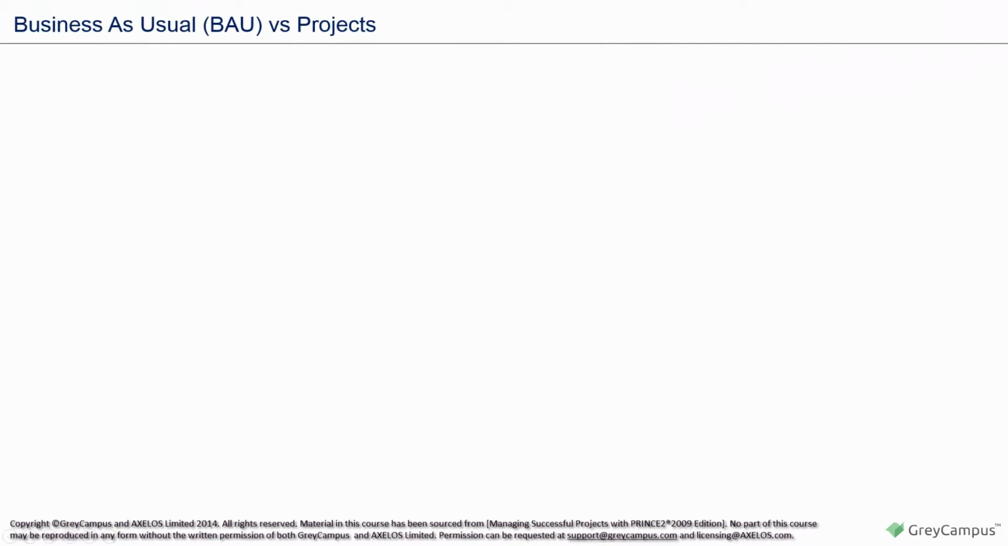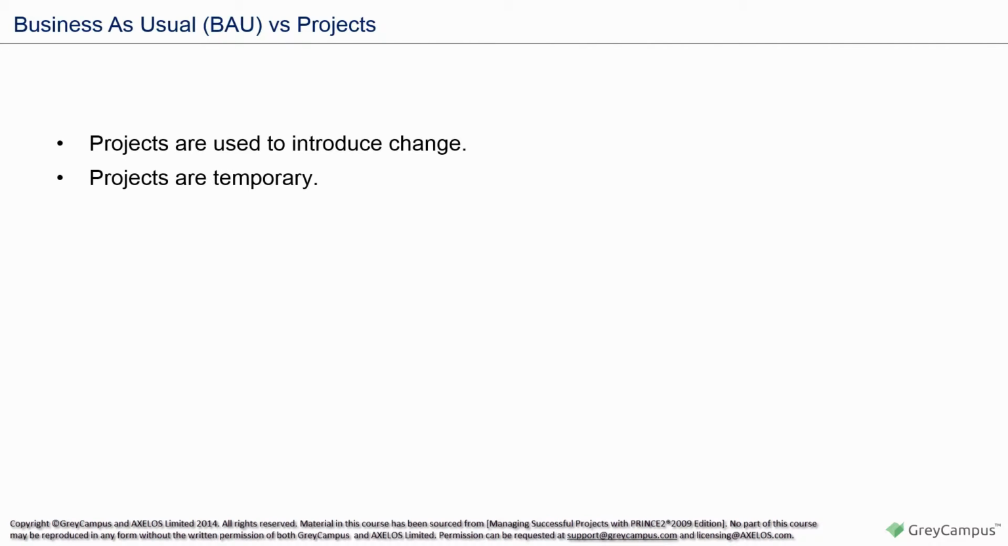Let's look now in a little bit more detail at the difference between BAU and projects. Now, as I said just now, projects are used to introduce change. BAU is about keeping the current production line running, doing our usual business. Projects are about change. Projects are temporary. You certainly hope, I'm sure, that your business as usual isn't temporary and it will go on for as long as possible. But a project will always have a start date and an end date.